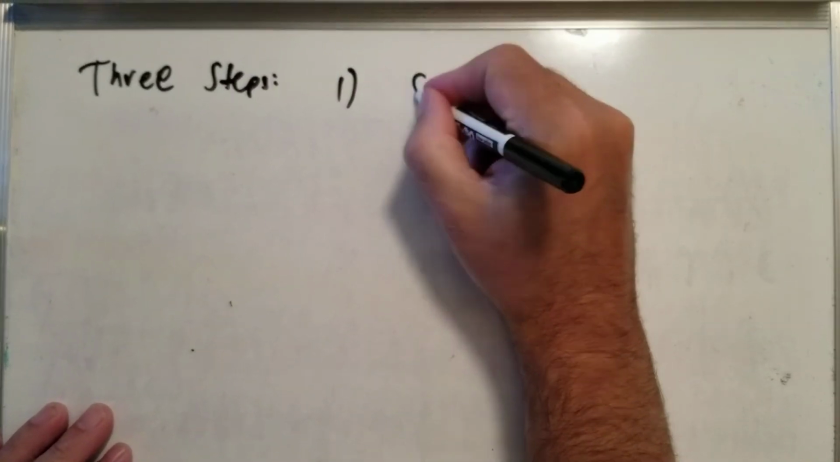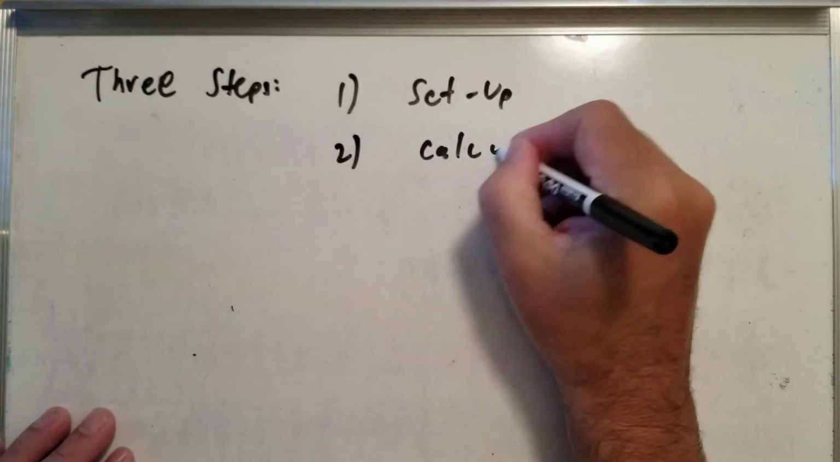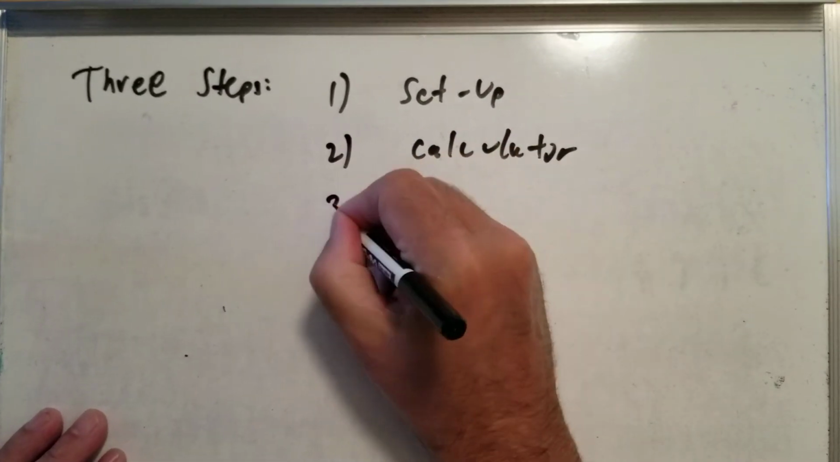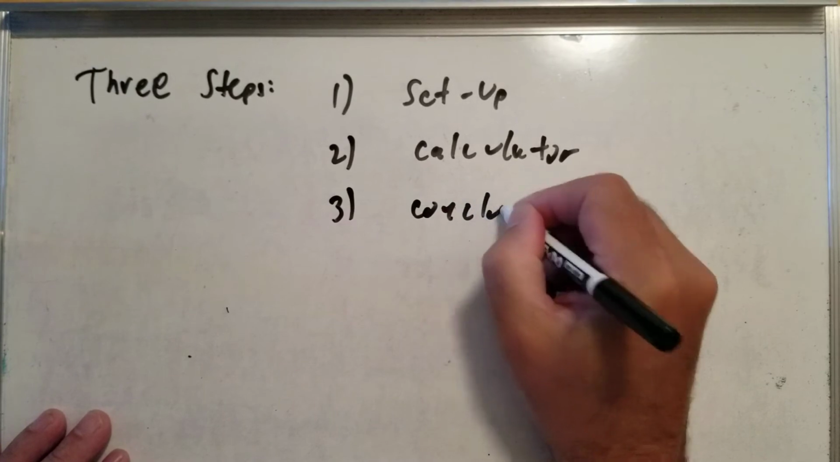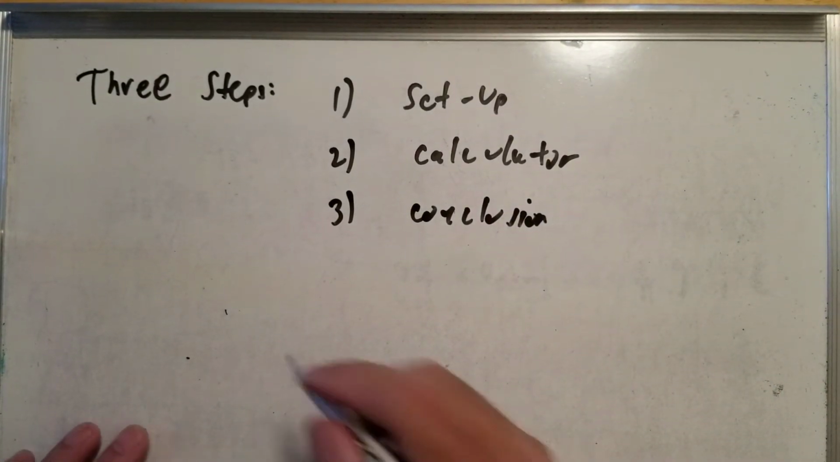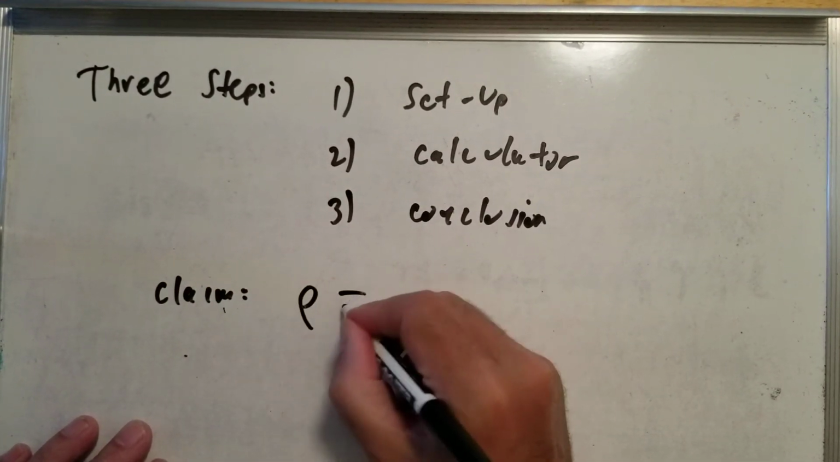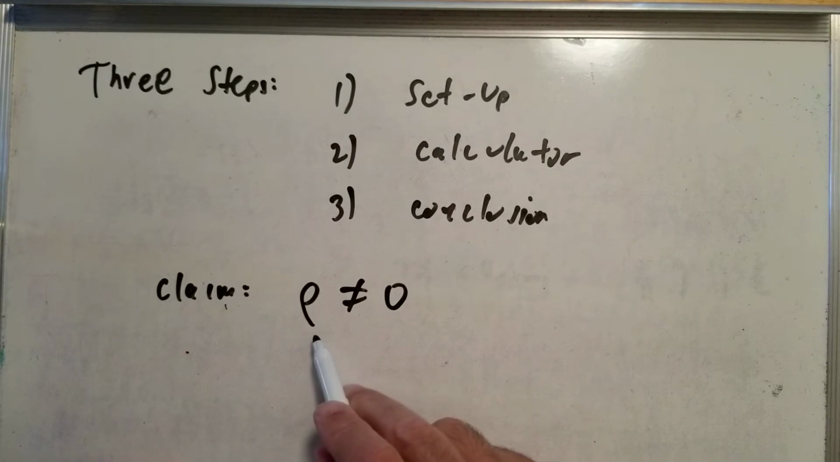1, the setup. 2, the calculator. And 3 is the conclusion. The setup for all of these is going to be the same. The claim is that rho is not equal to 0. Now let me say what rho is.